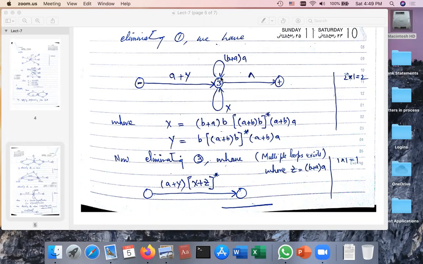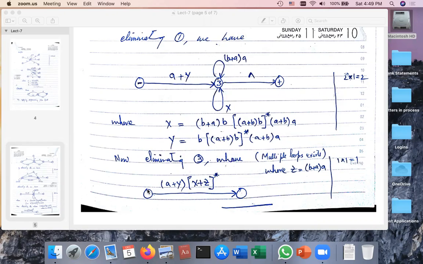Now I have to remove this one. So now eliminate state 3. It has one incoming and one outgoing, so 1 cross 1 is equal to 1. It means that after removing state 3, I only have to introduce one edge.